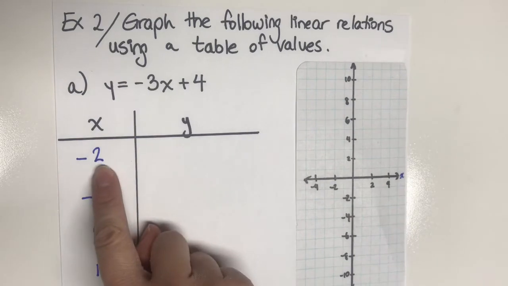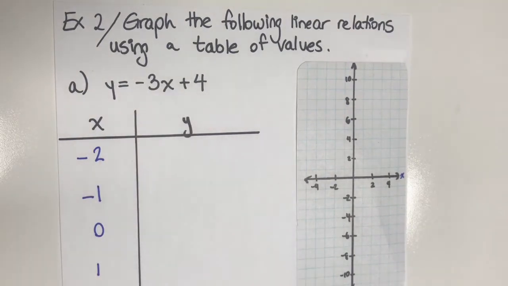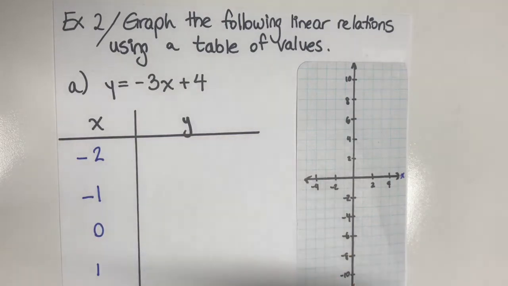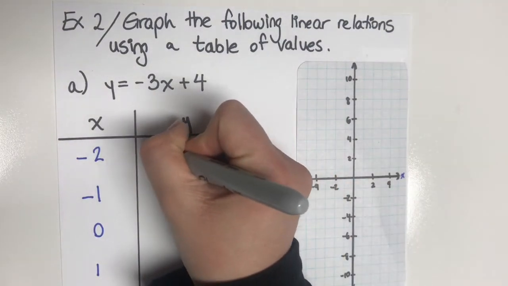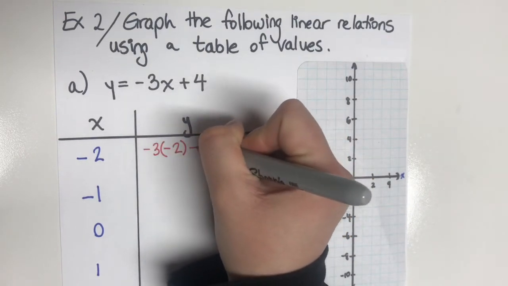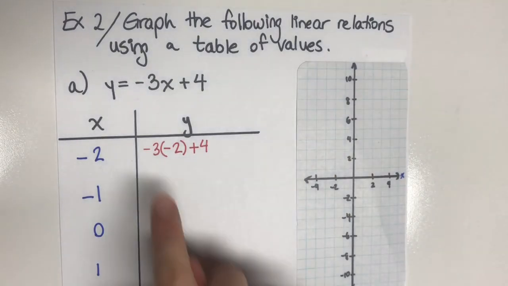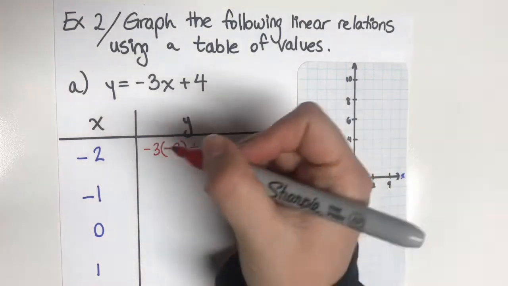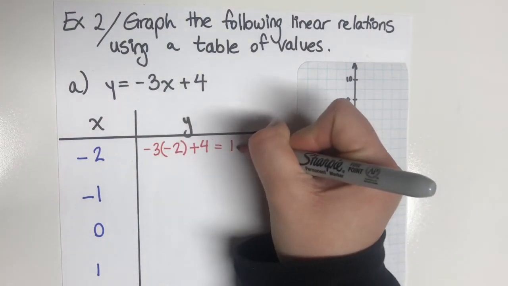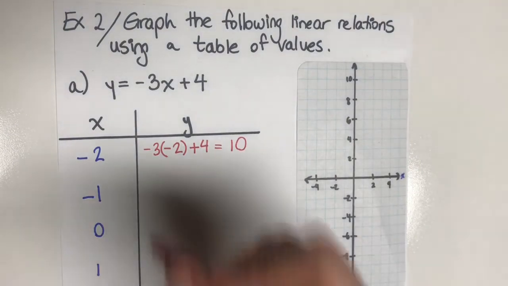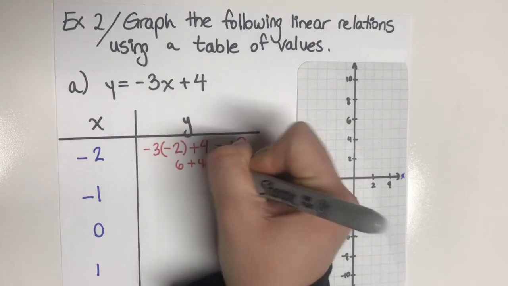So for each x value, I'm going to substitute it into the equation. To get the y value, I take the x value, multiply it by -3, and then I add 4. So here I'm going to write -3, and then instead of x, I'm going to put -2, plus 4. So -3 times -2 gives me +6. Plus 4 gives me 10. So I did that in one step. If you need to write it out in 2 steps, you can. So you can put +6 plus 4, and then you can put 10.